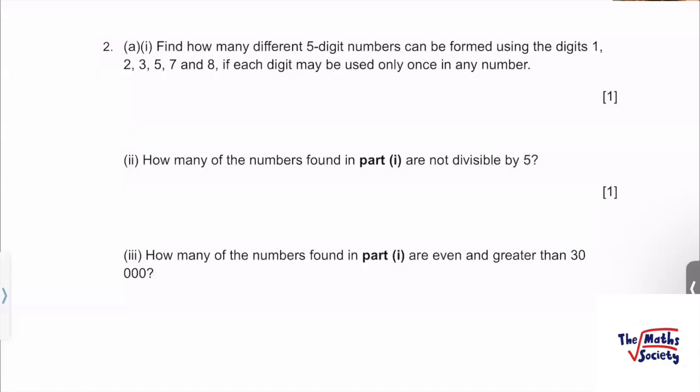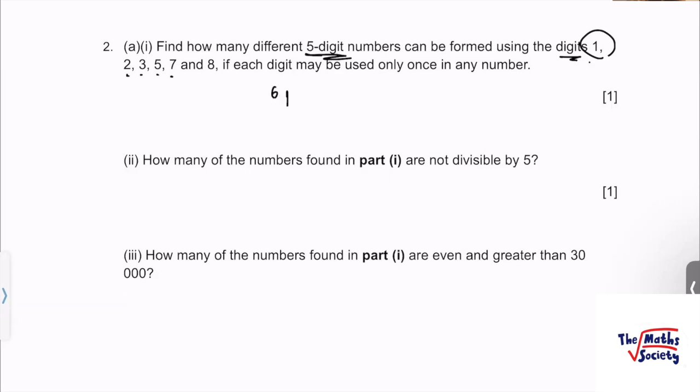Okay, so now moving on to 2. 2 is also the same. Find how many different 5-digit numbers can be formed using the digits 1, 2, 3, 5, 7, and 8. So that's a total of 6 numbers.